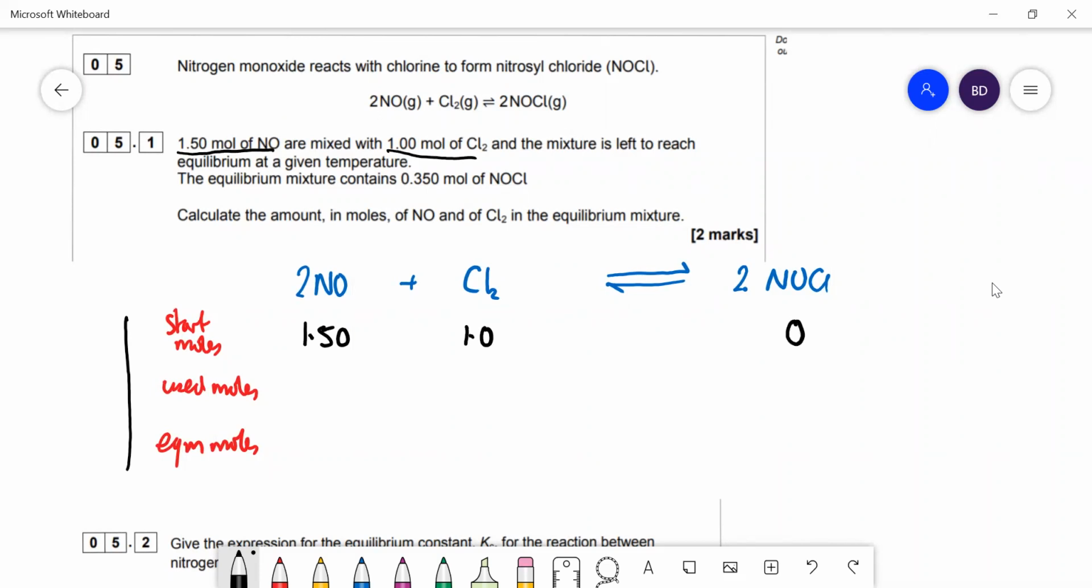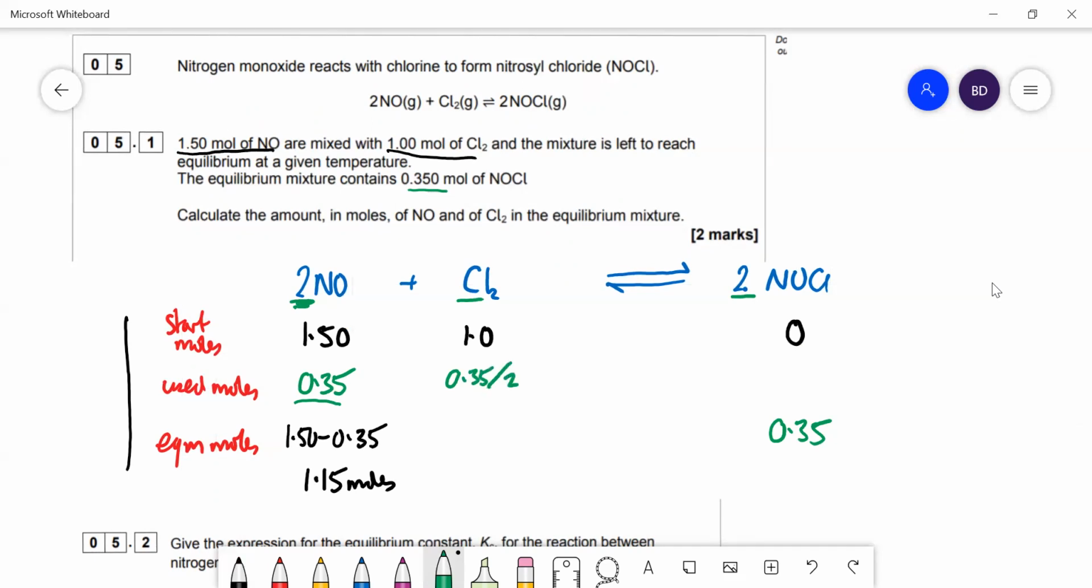Right, now it tells us that the equilibrium mixture contains 0.35 moles of the product. Okay, so that's 0.35 moles of NOCl. So let's see how much NO has been used up. 2 moles of NO give 2 moles of NOCl, so we've obviously used up 0.35 of NO. How much of that have we got left over? We're going to do 1.5 minus 0.35, which gives us 1.15 moles. Now let's look at the chlorine. There are several different ways of doing this, but if we've used up 0.35 moles of NO, every time we use up 2 moles of NO, we only use 1 of chlorine. So the amount of chlorine used up is 0.35 over 2, which is equal to 0.175.